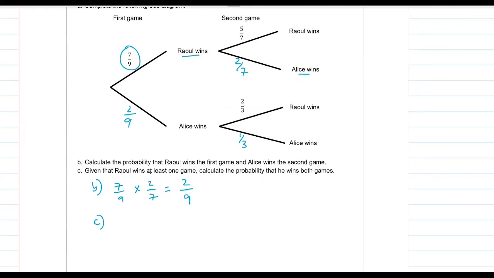C, given that Raoul wins at least one game, calculate the probability that he wins both games. So this is a conditional probability question where we want to know if he wins both games, given he wins one. So first we need to find the probability that he wins one game.